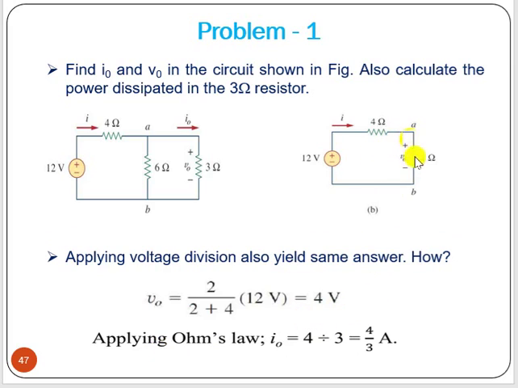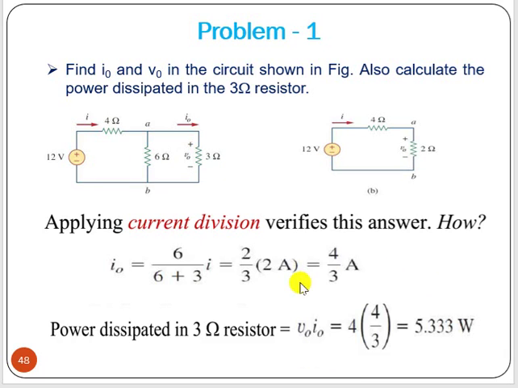And now you can apply Ohm's law. I equal to what? Nothing but 4 by 3. This is how you find I0, after conversion of this. Now I0 equals what? Nothing but the voltage drop across this, that is 4 volt, divided by 3 ohm.